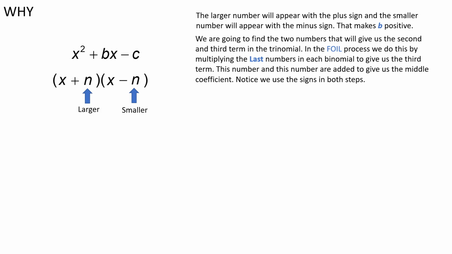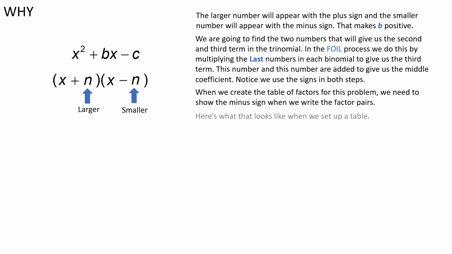We're going to find the two numbers that will give us the second and third term in the trinomial. In the FOIL process, we do this by multiplying the last numbers in each binomial to give us the third number. This number and this number are added to give us the middle coefficient. Notice we use signs in both steps. When we create the table of factors for this problem, we need to show the minus sign when we write the factor pairs. Here's what that looks like when we set up the table.